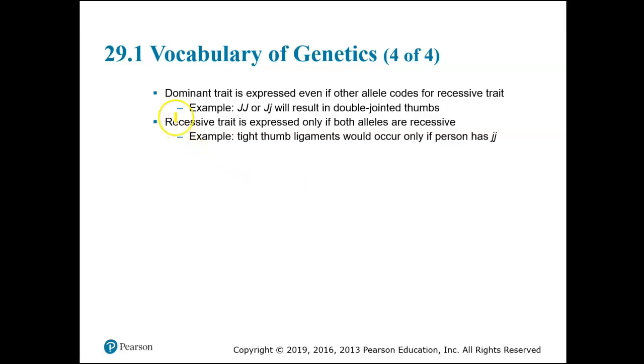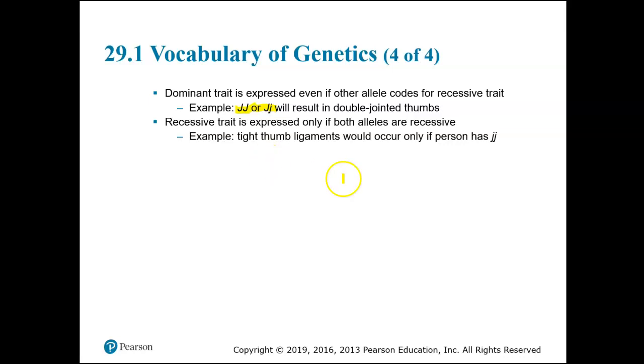All right, so the dominant trait is expressed even if the other allele codes for the recessive trait. So if you have 2 big J's, or if you have big J, little j, you will have double jointed thumbs, in other words, thumbs that have loose ligaments.